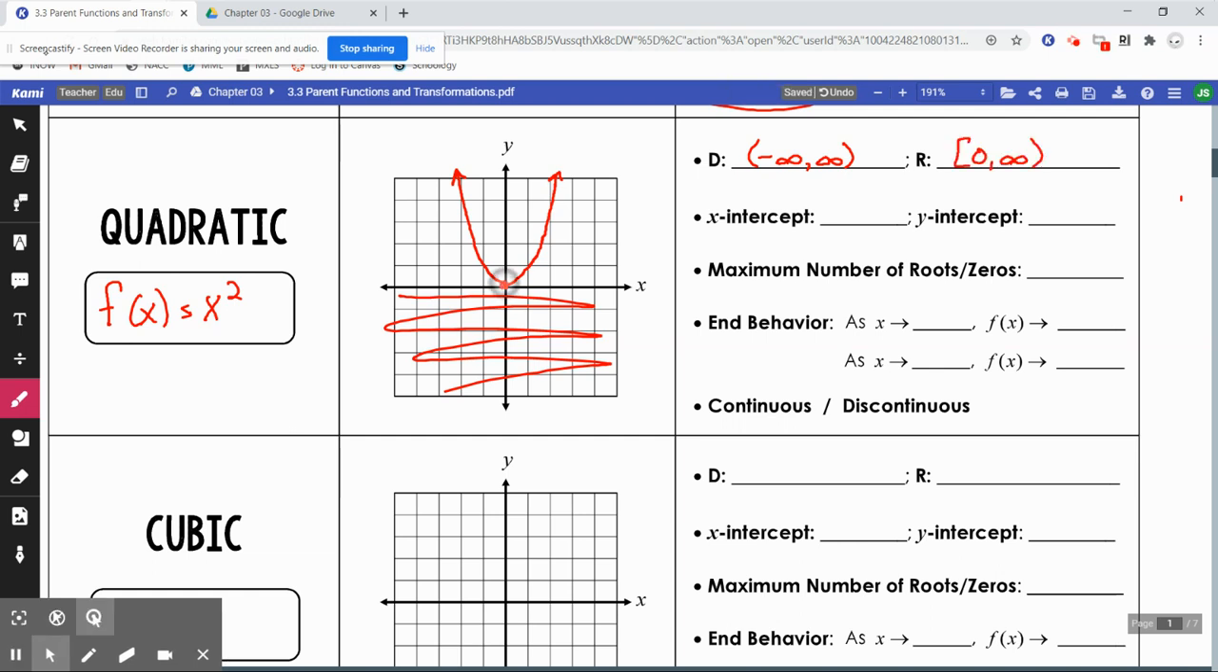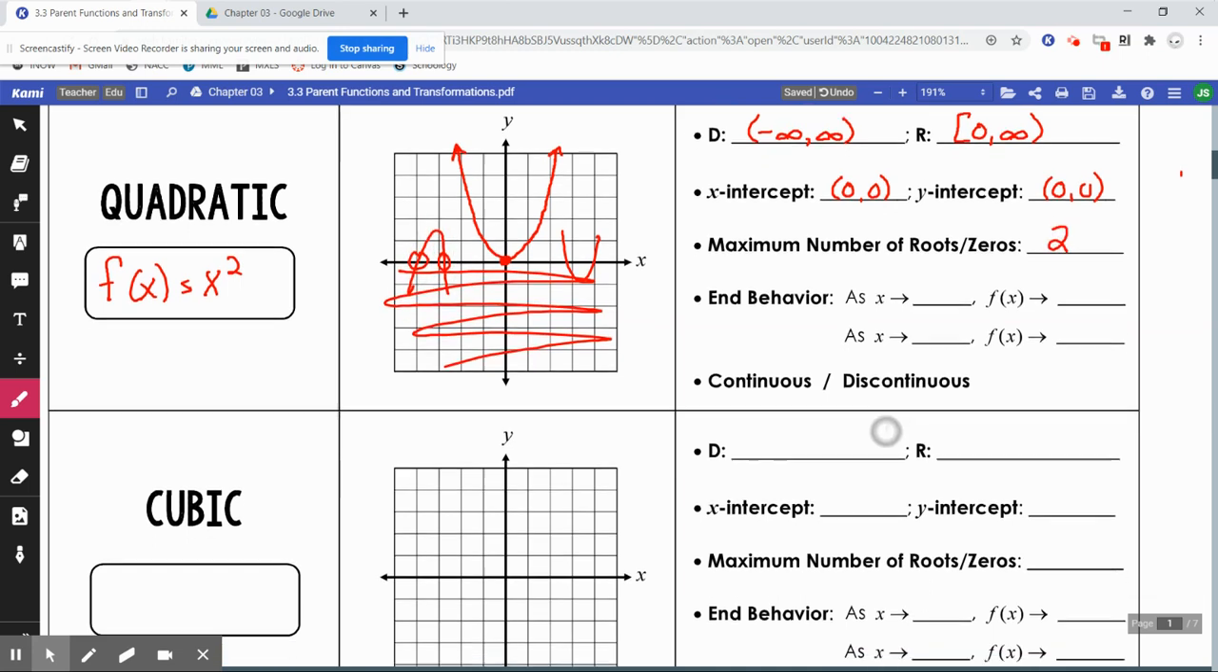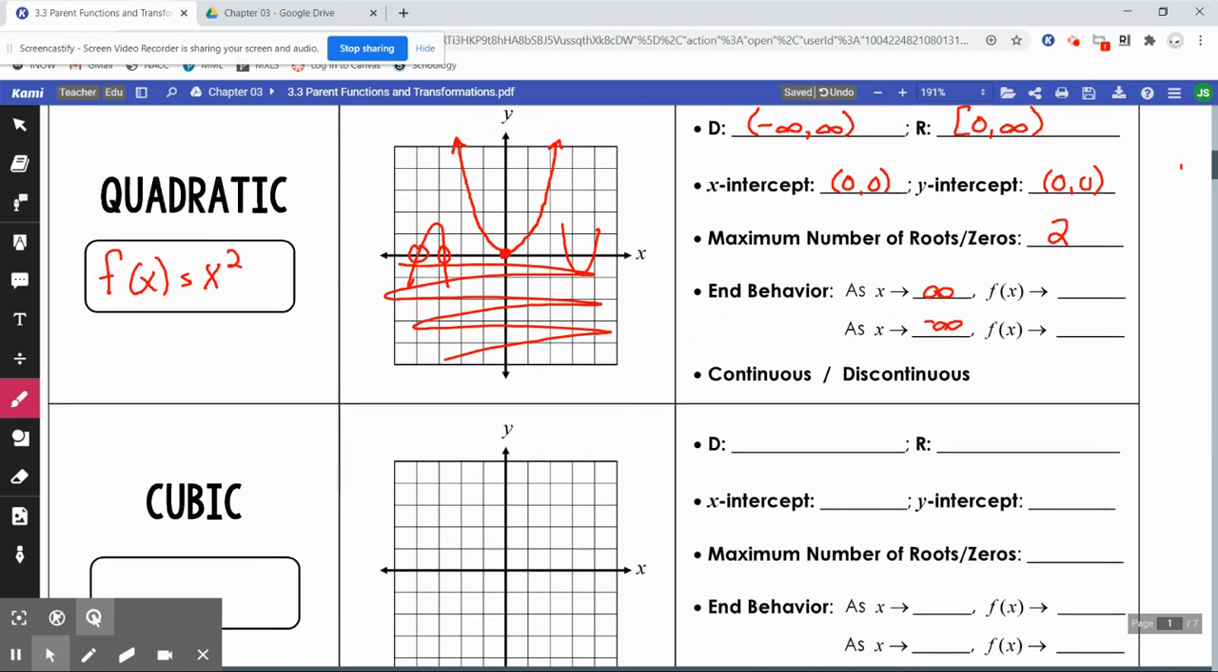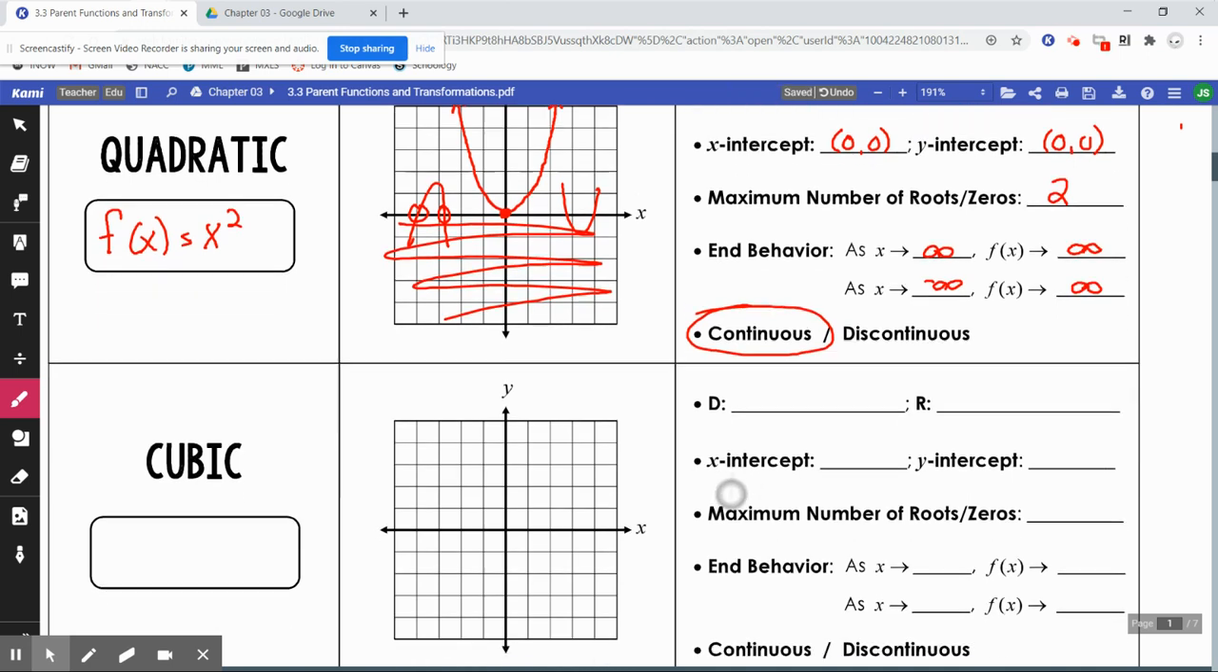Once again, the x and y-intercept of this graph is the exact same point, (0, 0). And even though this graph only has one x-intercept, if you were to draw other parabolas, the maximum number of x-intercepts that you could have would be 2. Your end behavior, as you travel to the right on this graph, you're going uphill, and as you travel to the left, you're also going uphill. And this is continuous everywhere on its domain.